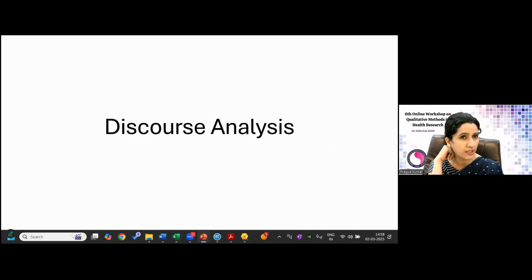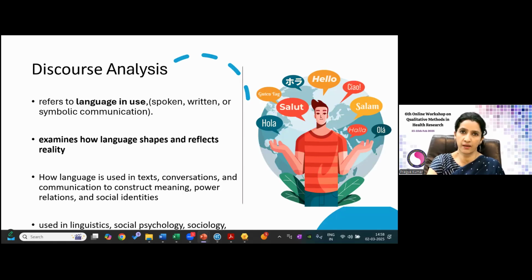Generally, discourse analysis is done mostly in case of sociology, media, politics. There you learn what a discourse basically is. So discourse is any form of language which is being spoken, written, or told. This discourse refers to language in use. It can be spoken language, written language, or symbolic language, something said in symbols.